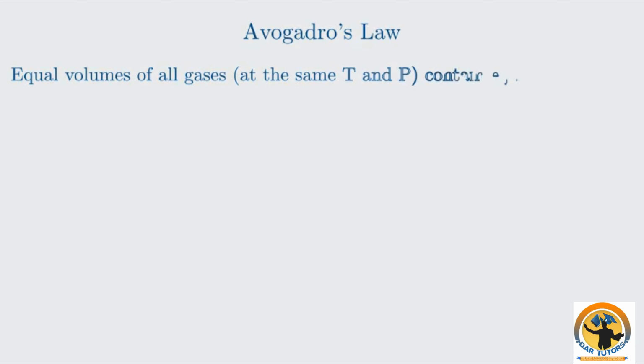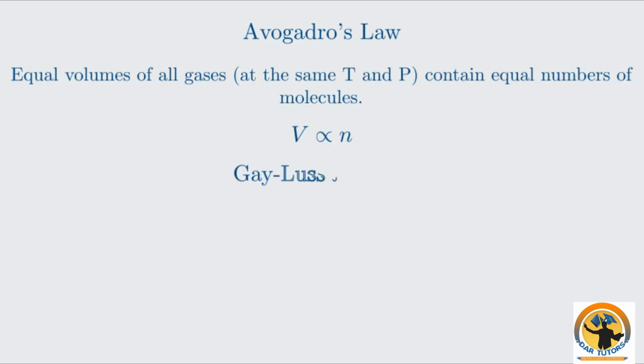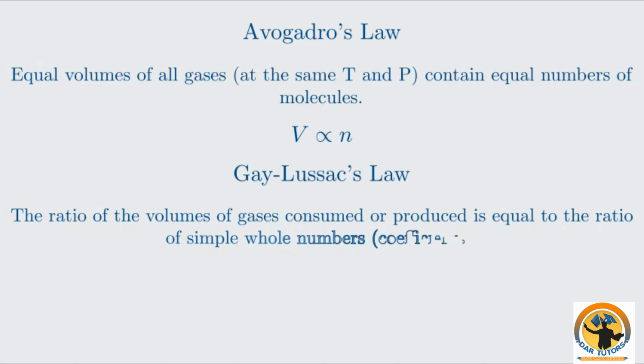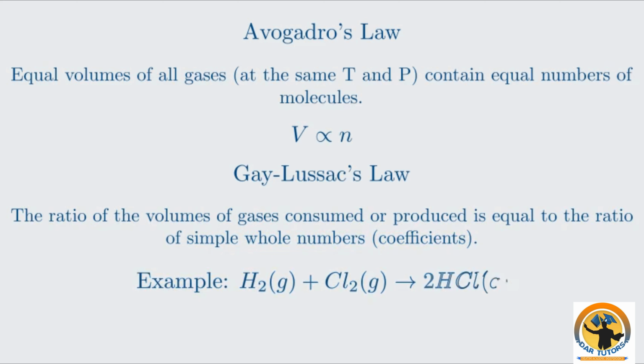Avogadro's law is a fundamental principle for gases. It states that equal volumes of all gases at the same temperature and pressure contain equal numbers of molecules. The volume of a gas is directly proportional to its amount in moles, which we can write as V is proportional to n. A direct consequence of this is Gay-Lussac's law of combining volumes, which states that for gases at constant temperature and pressure, the ratio of the volumes of gases consumed or produced in a chemical reaction is equal to the ratio of simple whole numbers. These numbers are just the stoichiometric coefficients from the balanced equation. This means that for gaseous reactions, we can substitute volumes for moles directly into the balanced equation.